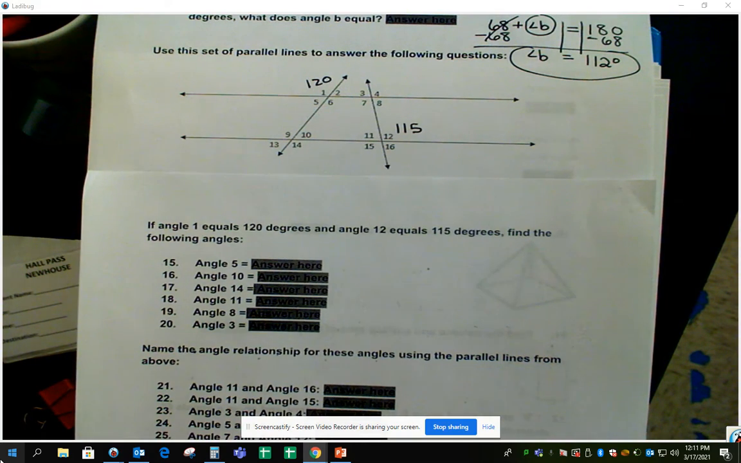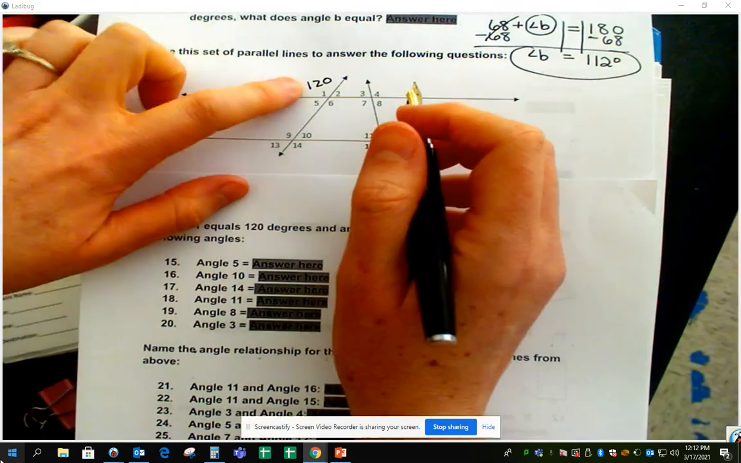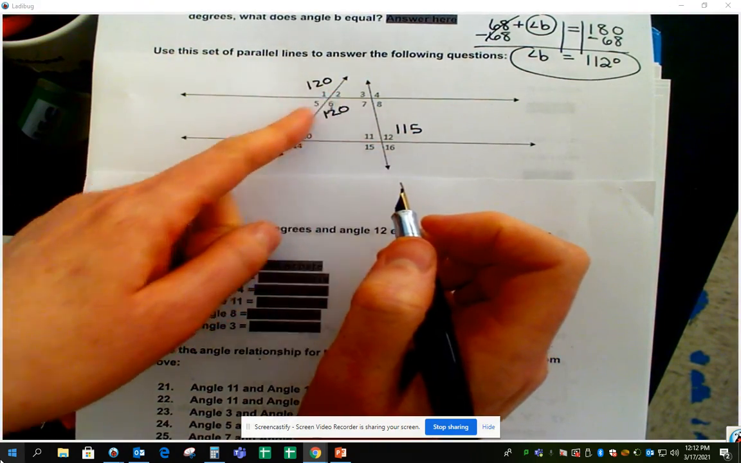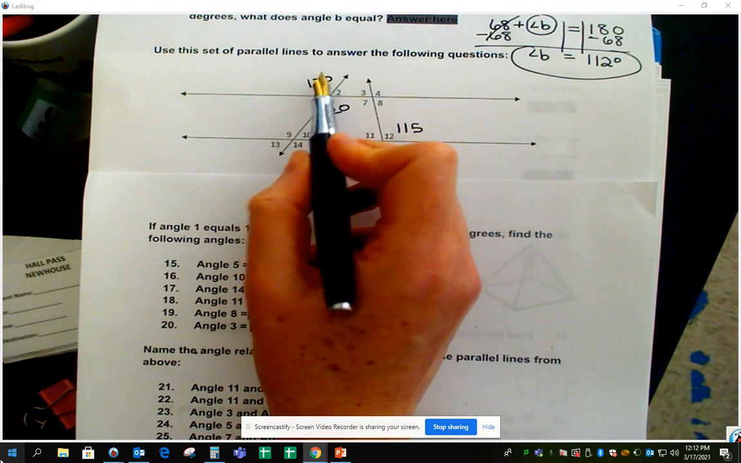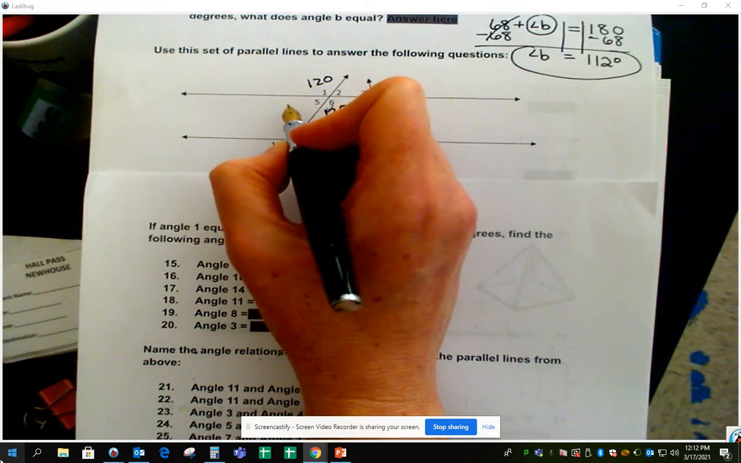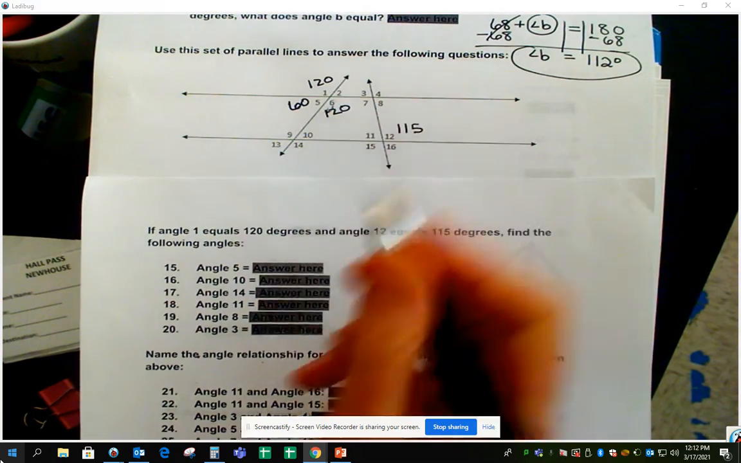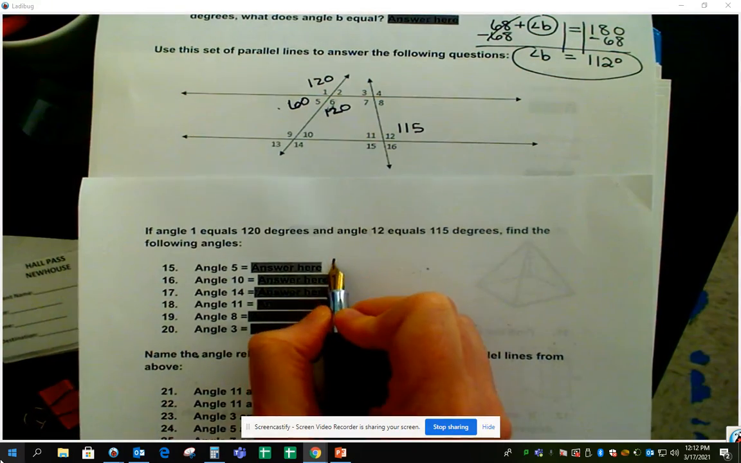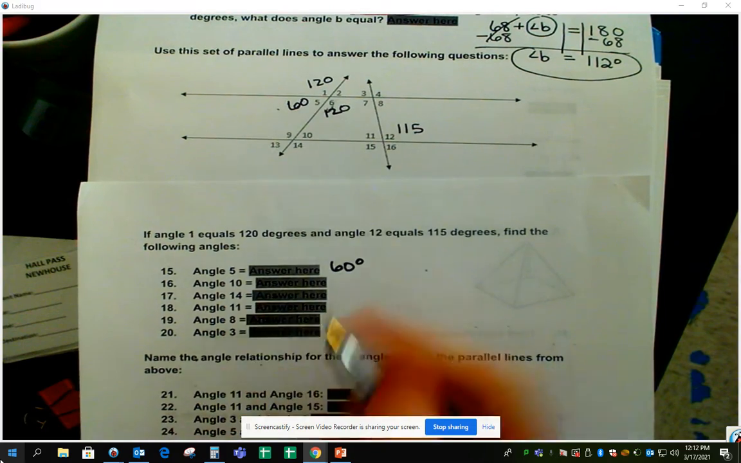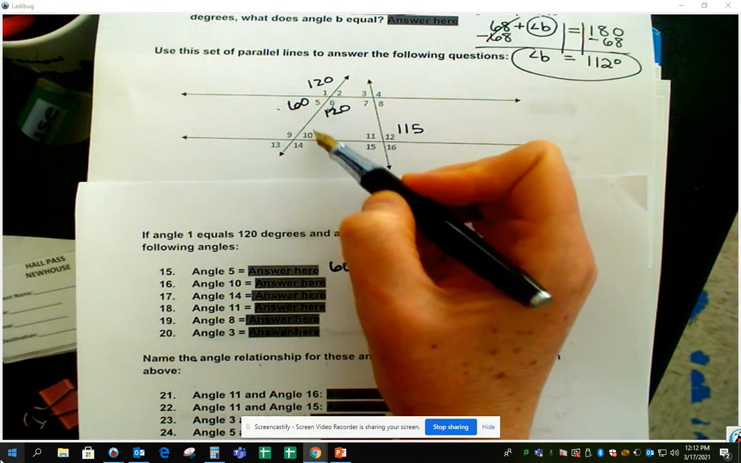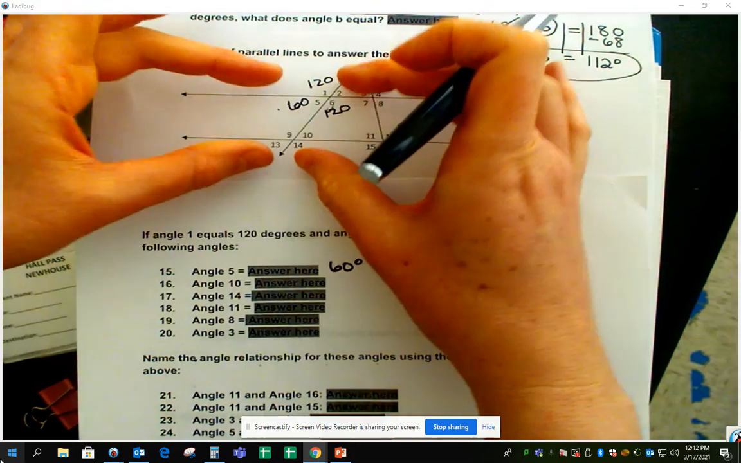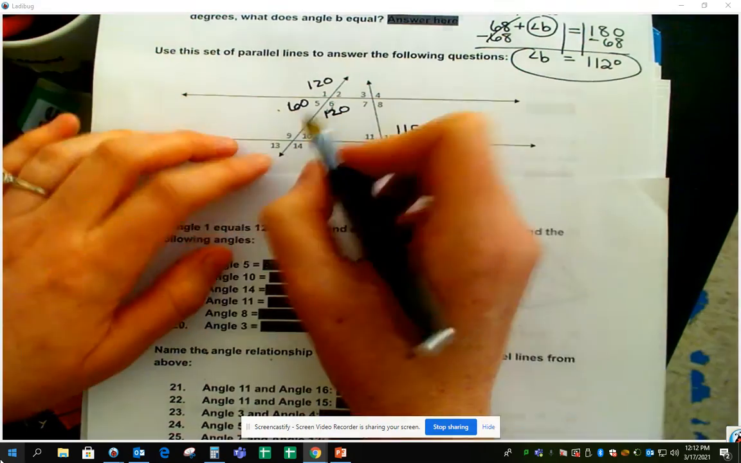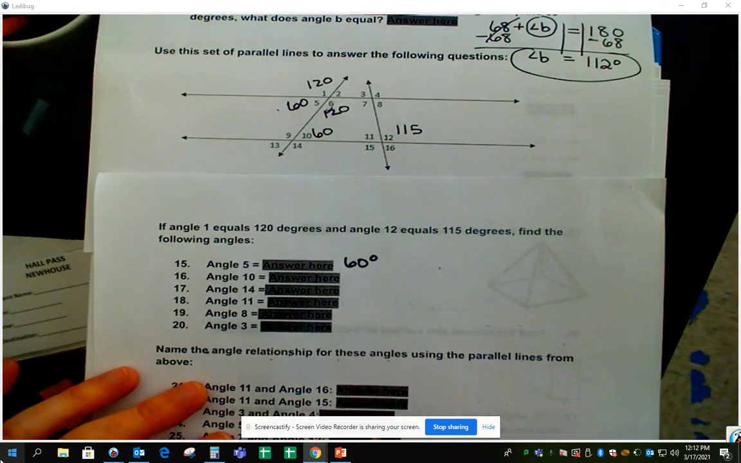So what I like to do is just start looking and see what I can see right away. I see these two are vertical, so they're going to be equal. And I see that these two are supplementary. They add to 180. So 180 minus 120 is 60. Okay, so right there I've got a few angles. Let's see if any of them are needed. Angle 5 is 60. Okay, angle 10, let's see, is there any relationship? They're on opposite sides, but they're inside the parallel lines. Those are alternate interior angles, so they are equal. So angle 10 is also 60 degrees.